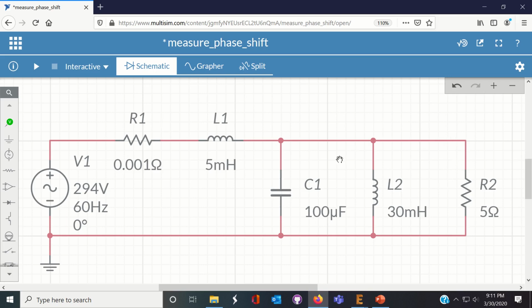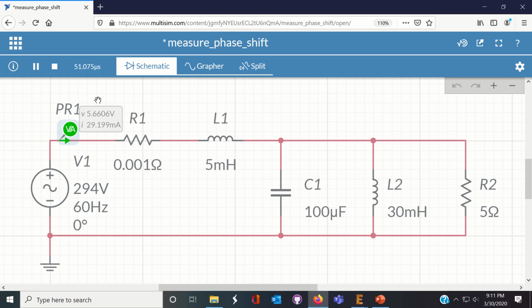We have L2 and R2, which could be thought of as a motor. And we have C1, which could be thought of as a power factor correction capacitor. We're going to add a probe that measures both voltage and current. When we run the simulation, we get the instantaneous results.